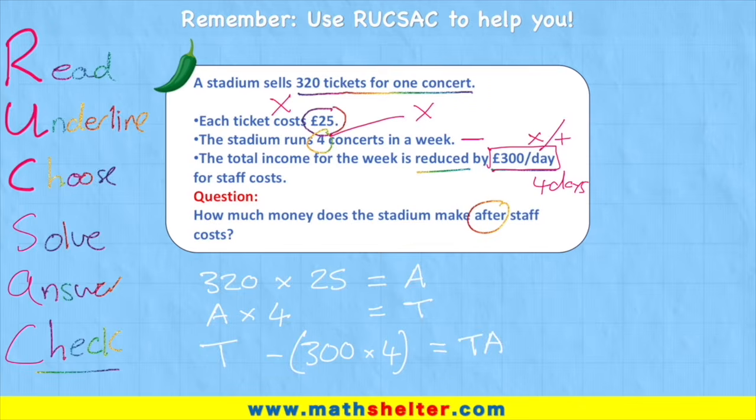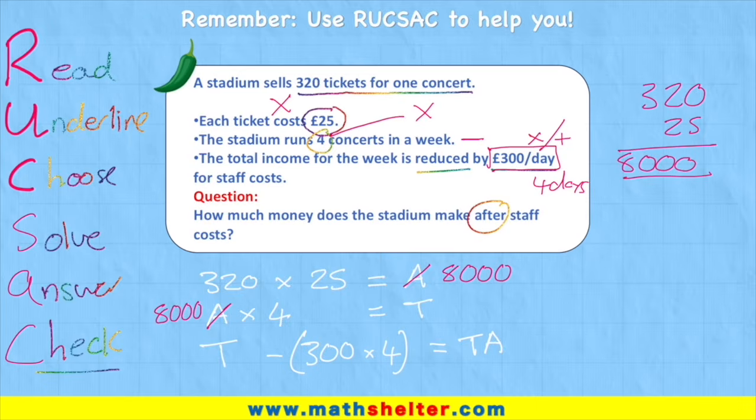Now we're going to answer, and answer means simply start solving it. So 320 times 25, we could use our written method over here, but I'm going to cheat because I can actually do that in my head, and I know the answer is 8,000, but if you don't know the answer in your head, please make sure you use the right written method. So our answer is now replaced by 8,000, so I can put 8,000 at the front here as well. Now, my next line says 8,000 times 4, and 8,000 times 4 is 32,000.